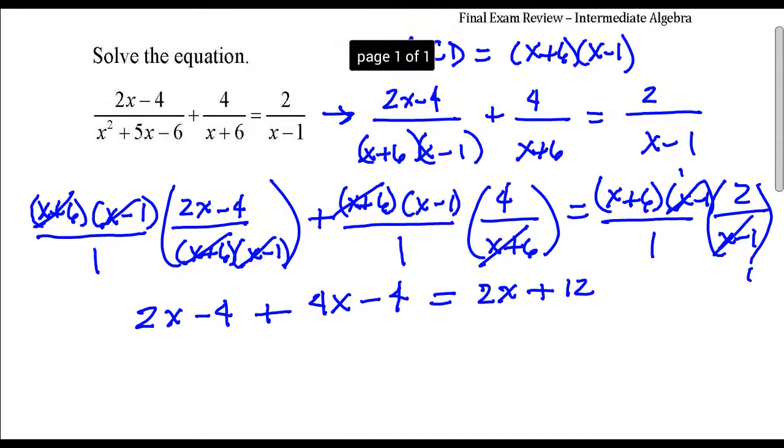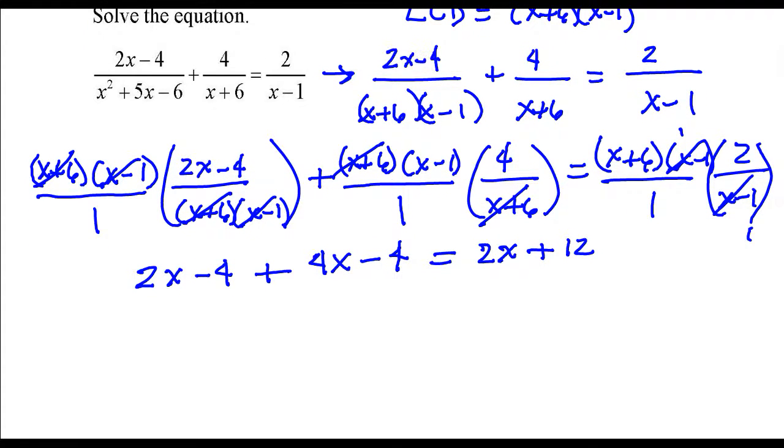Okay. Now you have an equation that's much easier to solve. So I'll combine like terms on both sides if I can. I have a 2x plus a 4x, that's 6x. And minus 4, that's a -8 on the left-hand side. I'm going to rewrite the right-hand side.